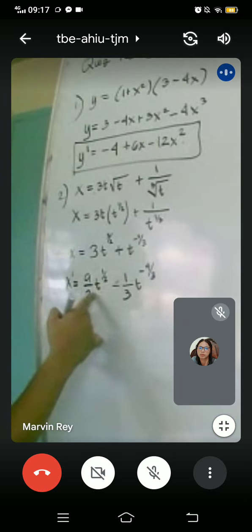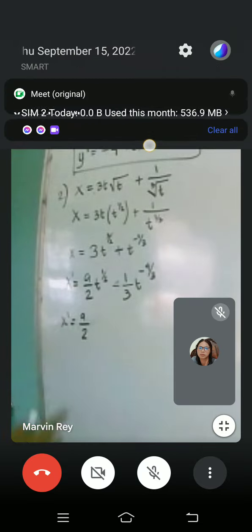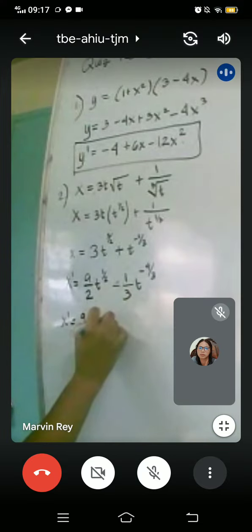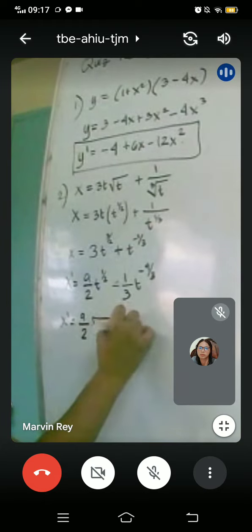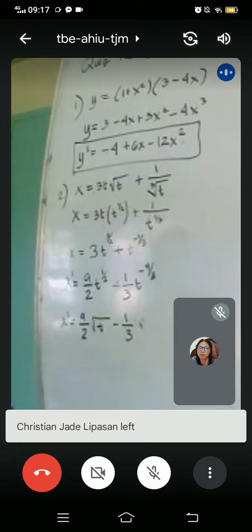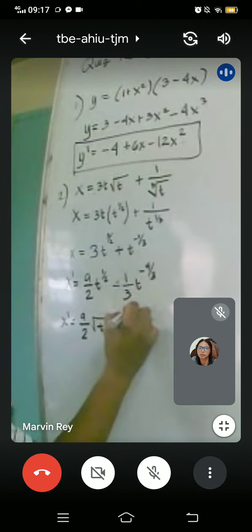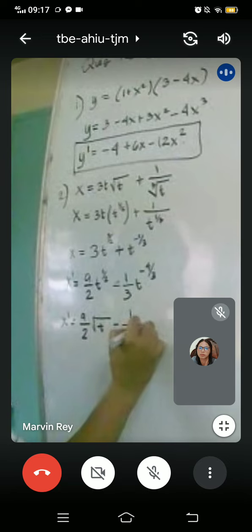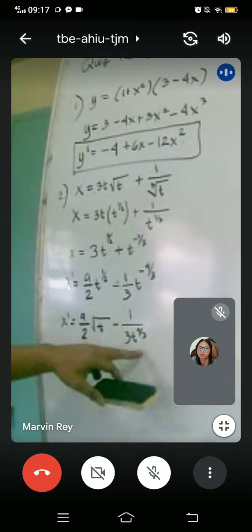Convert it back into radical expression. Since the exponent is positive, there is nothing to worry about, so no need to move it from numerator to denominator. Just change it back to radical form. So square root of t, minus 1/3, t to the negative 4 over 3. Move it to the denominator: 1 over 3t to the power of 4 over 3, so that the exponent becomes positive.